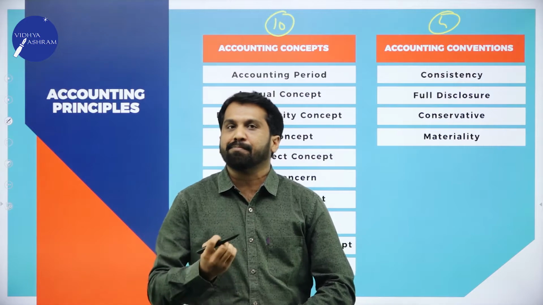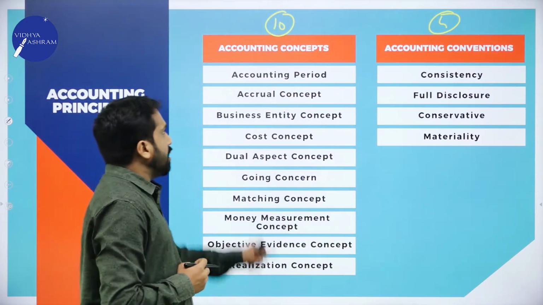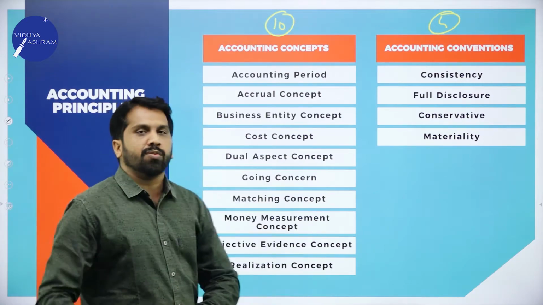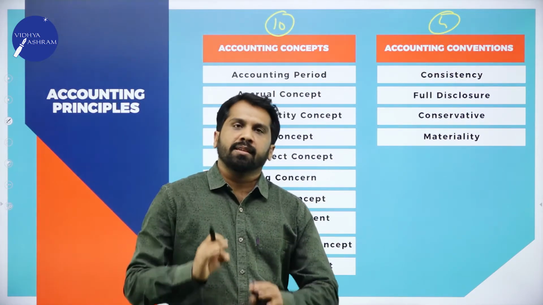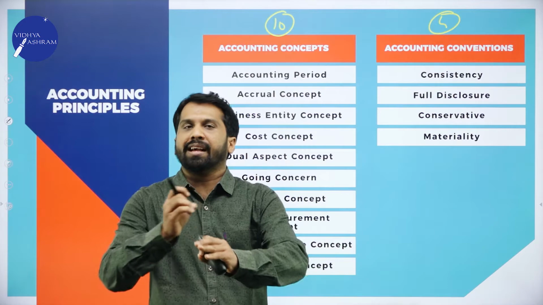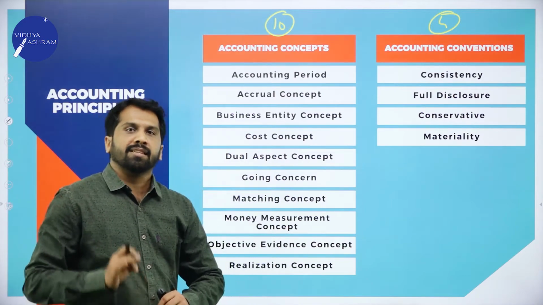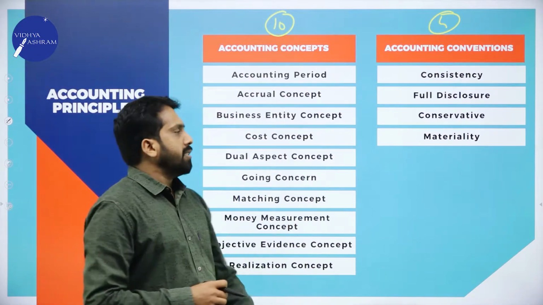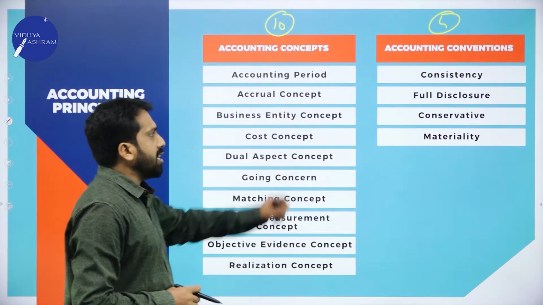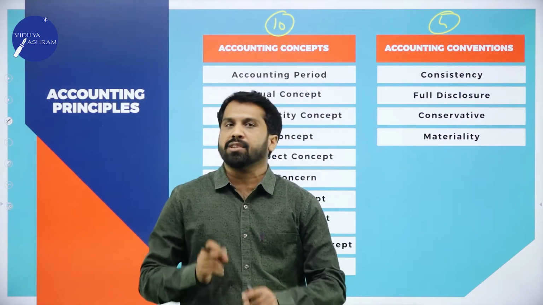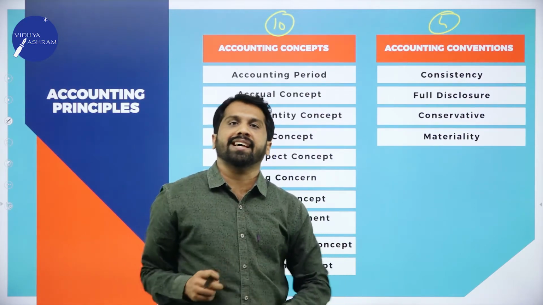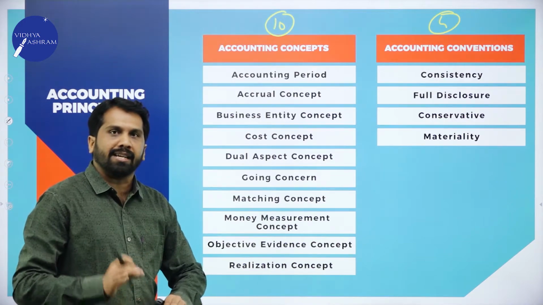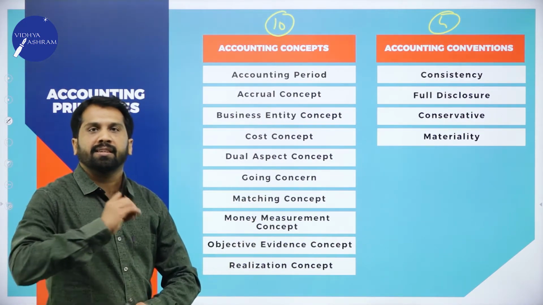Conventions are called procedures. Now we'll go with concepts. Again, I'll repeat, these things will come for 2 marks. They will ask you to write any 4 concepts or any 2 conventions, or they may ask you to explain any one concept or any one convention with examples. Together they will not ask; any 1 or 2 they may ask.